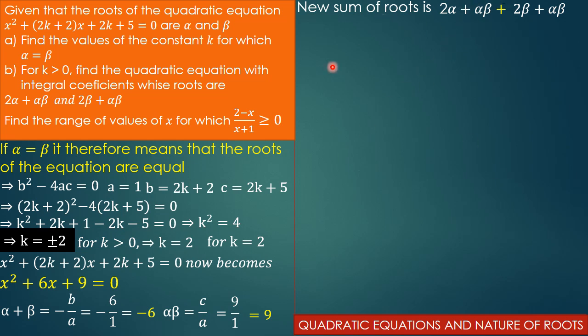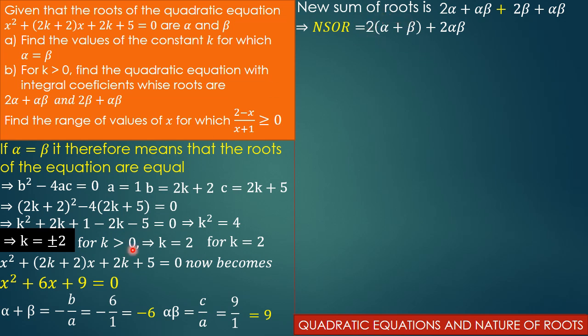That is to make it similar to what we have, okay? Because we want to have alpha plus beta and alpha beta. We have alpha beta already. So if we add these two terms, guys, we are going to factor out a 2 from here. We are going to have 2 into alpha plus beta, then we have alpha beta plus alpha beta. It gives us 2 alpha beta.